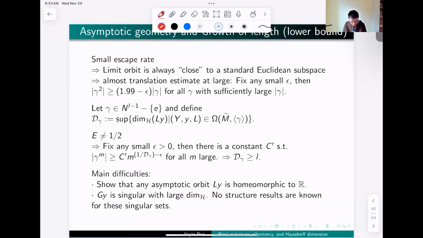Now, one of the difficulties is we need to show that this limit orbit is indeed homeomorphic to R in any asymptotic limits. And this limit orbit is essentially a singular set with very large Hausdorff dimension. There are no such structural results known for these singular sets in Ricci limit spaces. And that's the difficulty there.